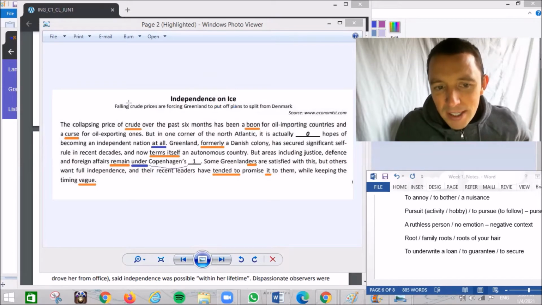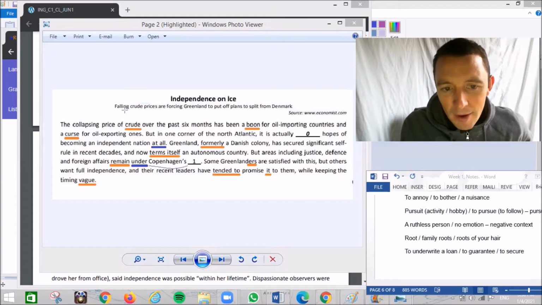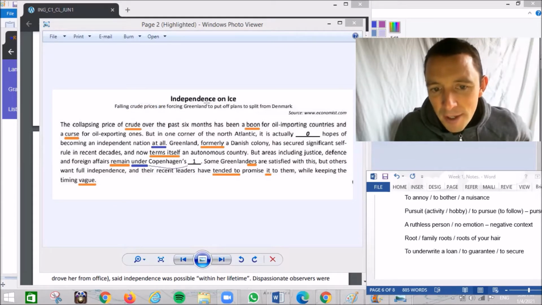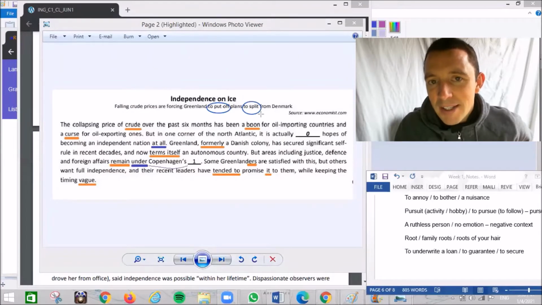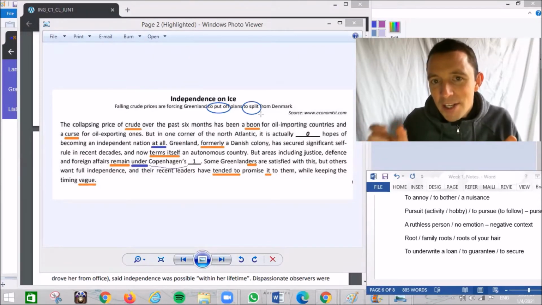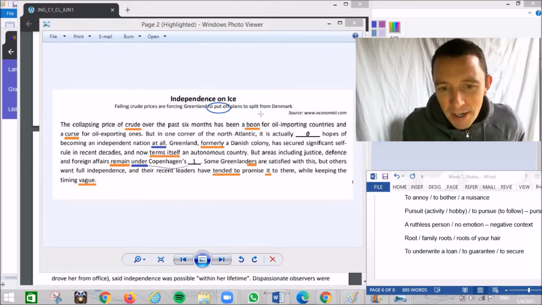Crude prices are related to oil, and then falling is caer. Forcing, no problem. To put off is a phrasal verb like to postpone. So to put off a wedding, to put off a party, to put off a decision is to postpone a decision. And to split is like to separate, okay? So to split is separate. There is a phrase, to split up, and it's like to separate or to break up from a relationship, okay? And it's the same as break up. And here it's very, very similar. So very good vocabulary already.